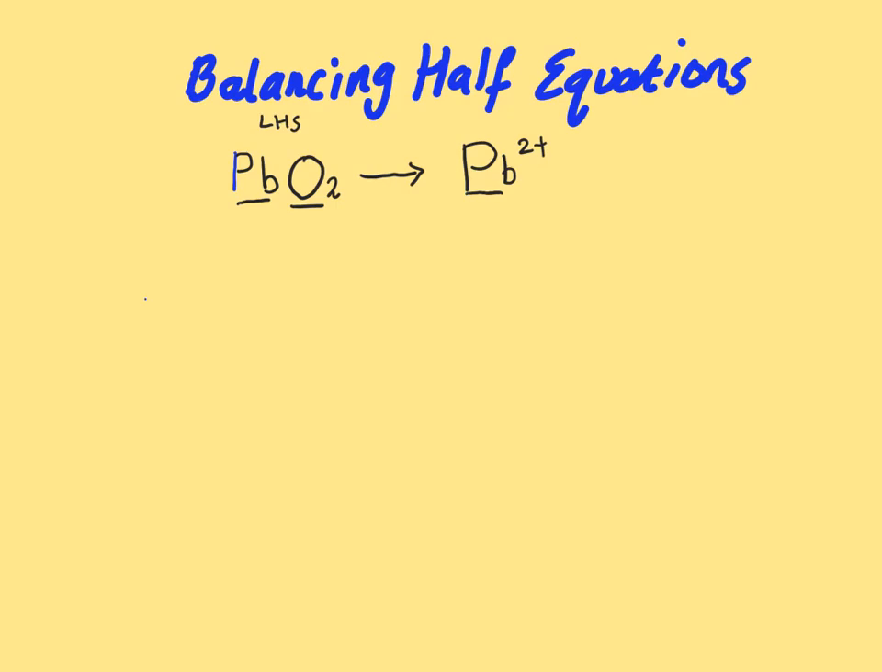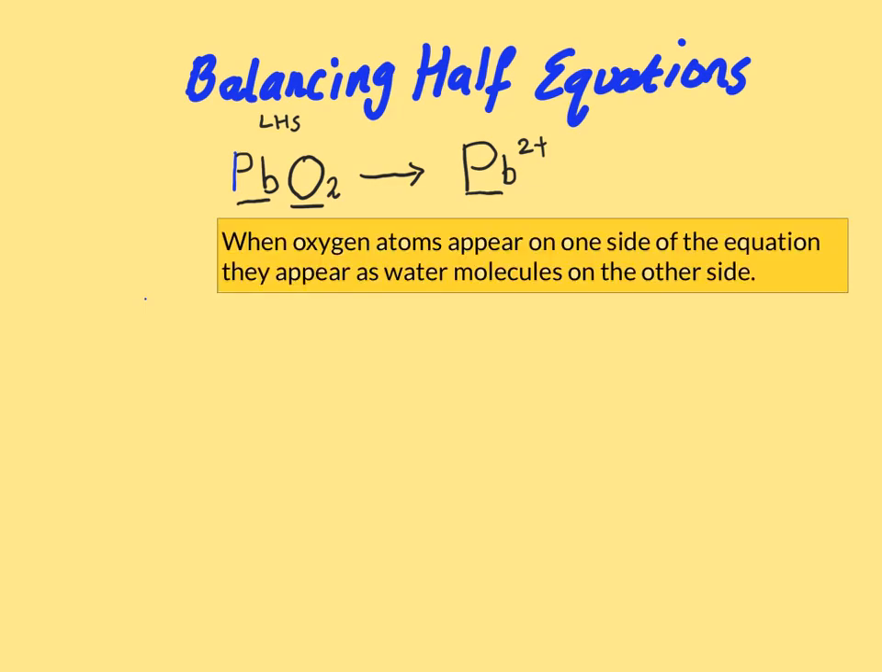What do you do when you've got oxygen on one side of the equation and not on the other side? The first rule is when oxygen atoms appear on one side of the equation, they appear as water molecules on the other side. And therefore we're going to now add water, but that only gives us 1 oxygen atom. So we have 2 oxygen atoms on the left hand side, so on the right hand side we need to double that, and now that gives us 2 oxygen atoms.